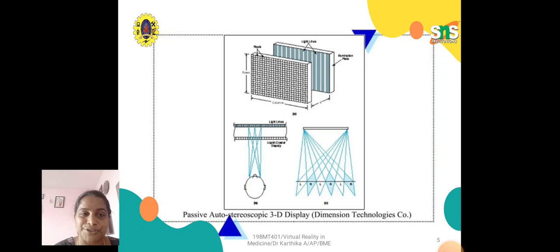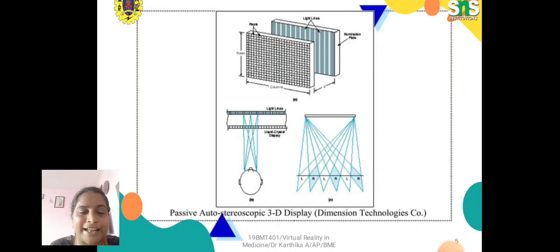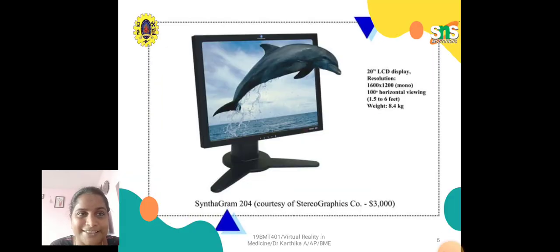See here, a passive autostereoscopic 3D display. Here we have an example of a passive autostereoscopic 3D display. Here we have light lines and a liquid crystal display, LCD display. Also we have light lines aligned with respect to the human visual axis. And this is our example of a 20-inch LCD display with a resolution of 1600 x 1200, and the height is 1.5 to 6 feet and the weight is 8.4 kg.